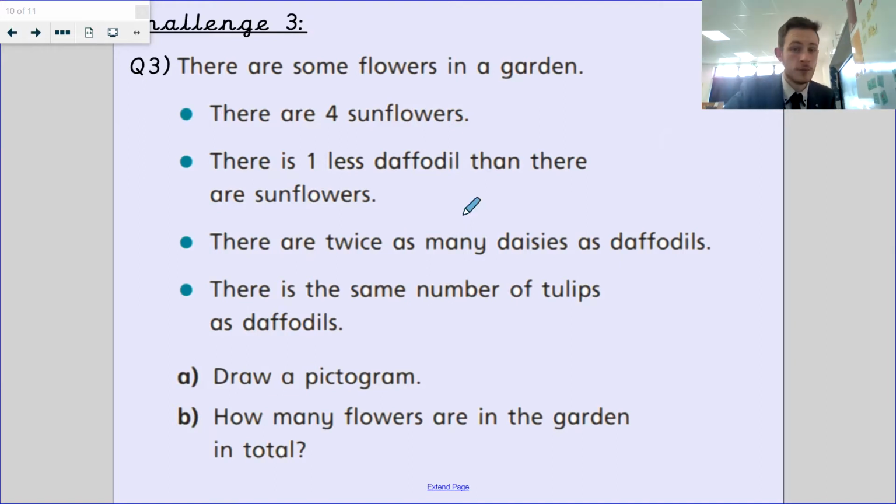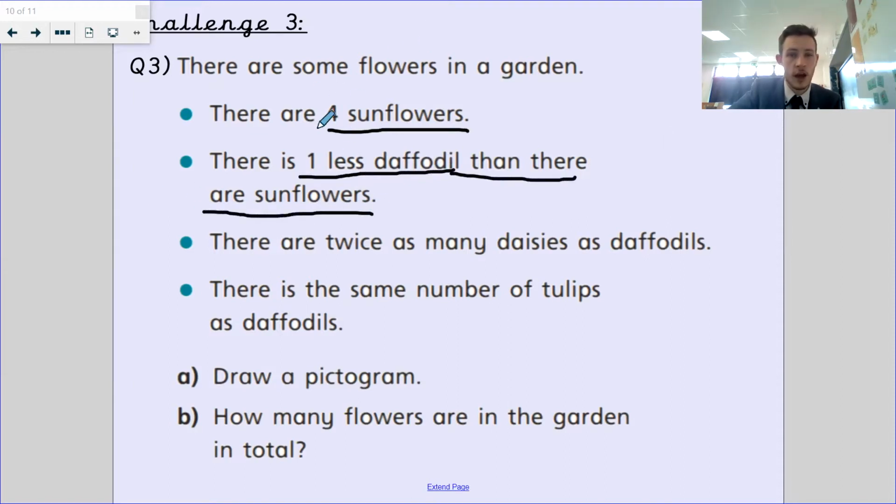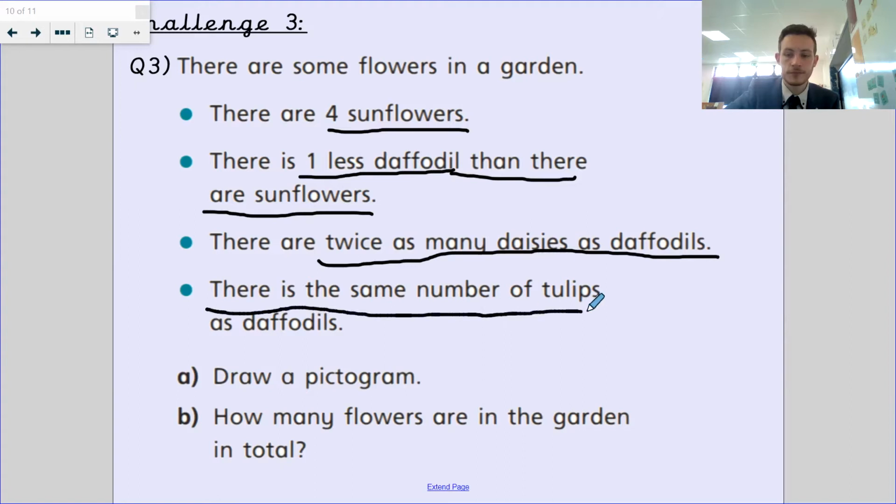I'm going to read that again for you. Now, I'm going to also tell you what the titles are that you need to remember for each of your sections. There are 4 sunflowers. First one. There is 1 less daffodil than there are sunflowers. So you need to think of how many sunflowers, there's 1 less daffodil. There are twice as many daisies as daffodils. So there are double the amount of daisies as there are daffodils. There is the same number of tulips as daffodils.